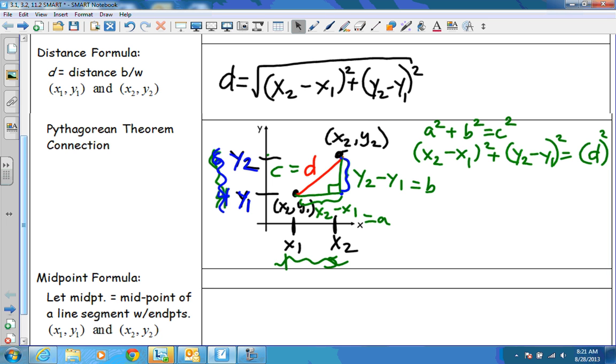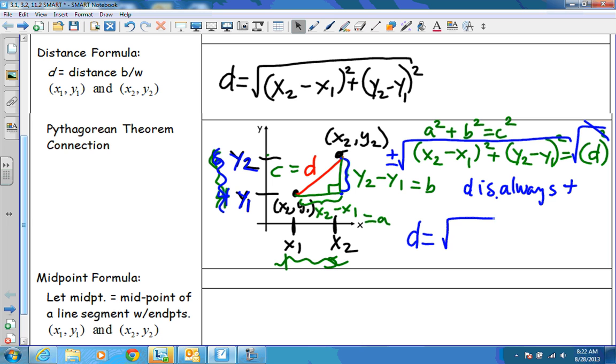Okay. So now that I have that, I want to just know the distance. So I have to get rid of the square. To get rid of a square, what do you do? Square root with a plus or minus, right? Anytime you square root. However, distance is always positive. So we don't worry about the negative when we say d is now, the square and square root will cancel, the square root of x sub 2 minus x sub 1 squared plus y sub 2 minus y sub 1 squared. And that's where it came from.